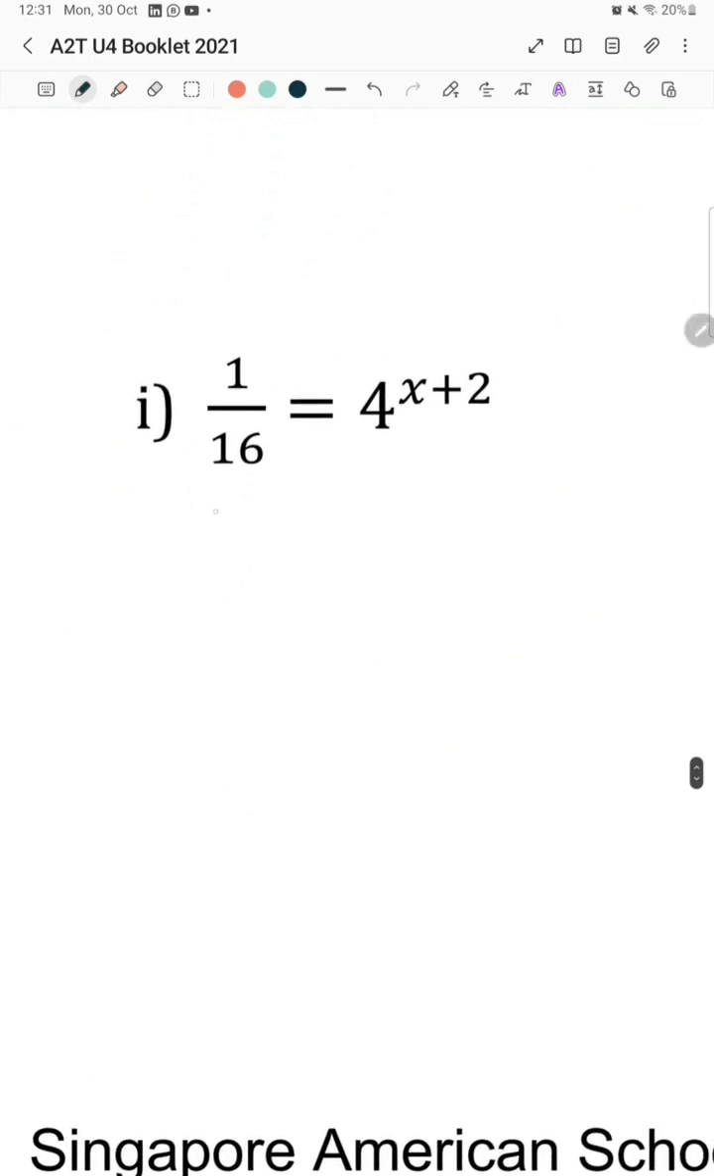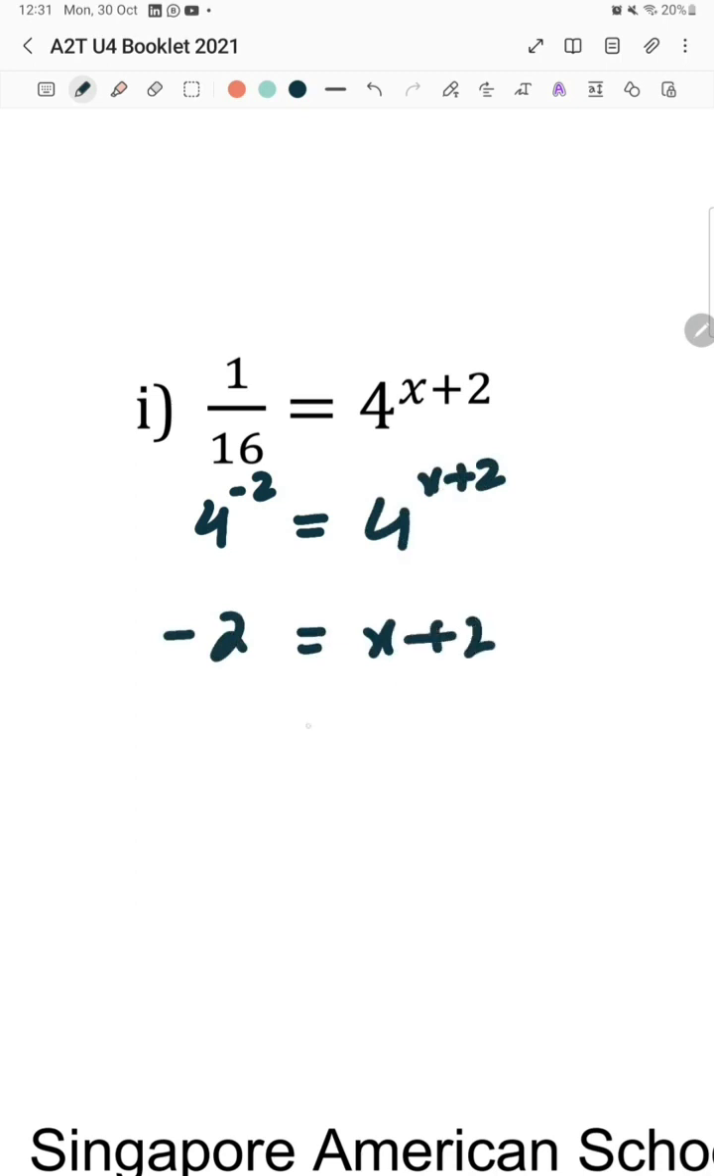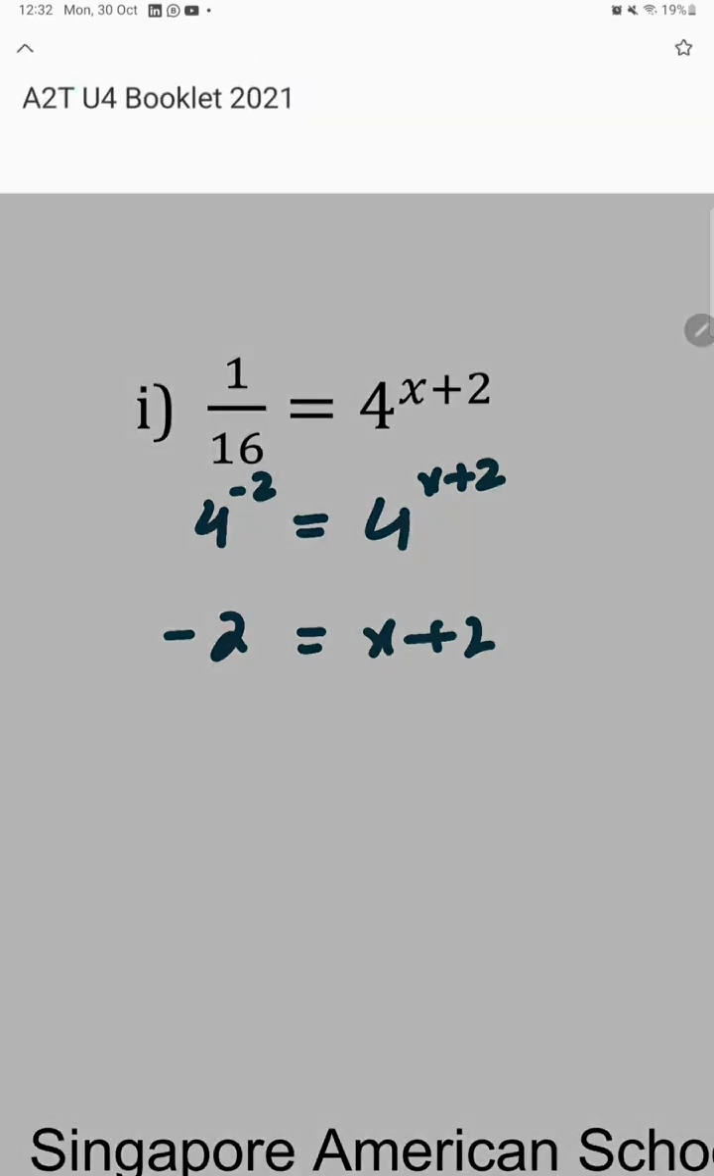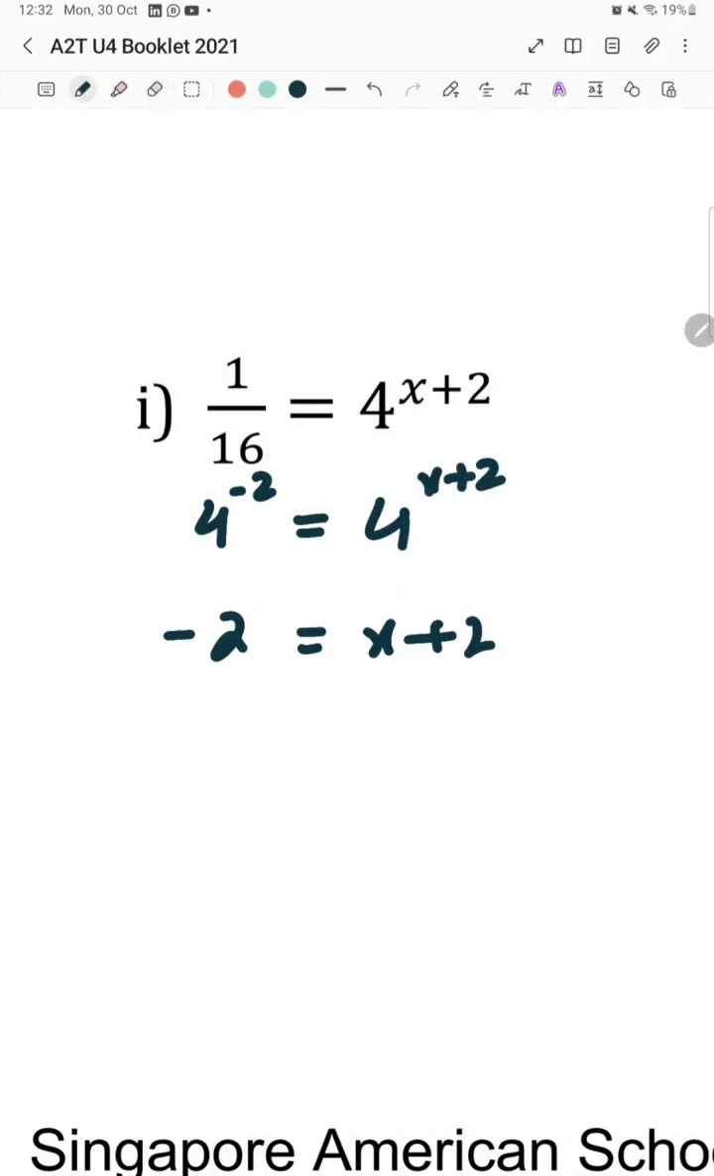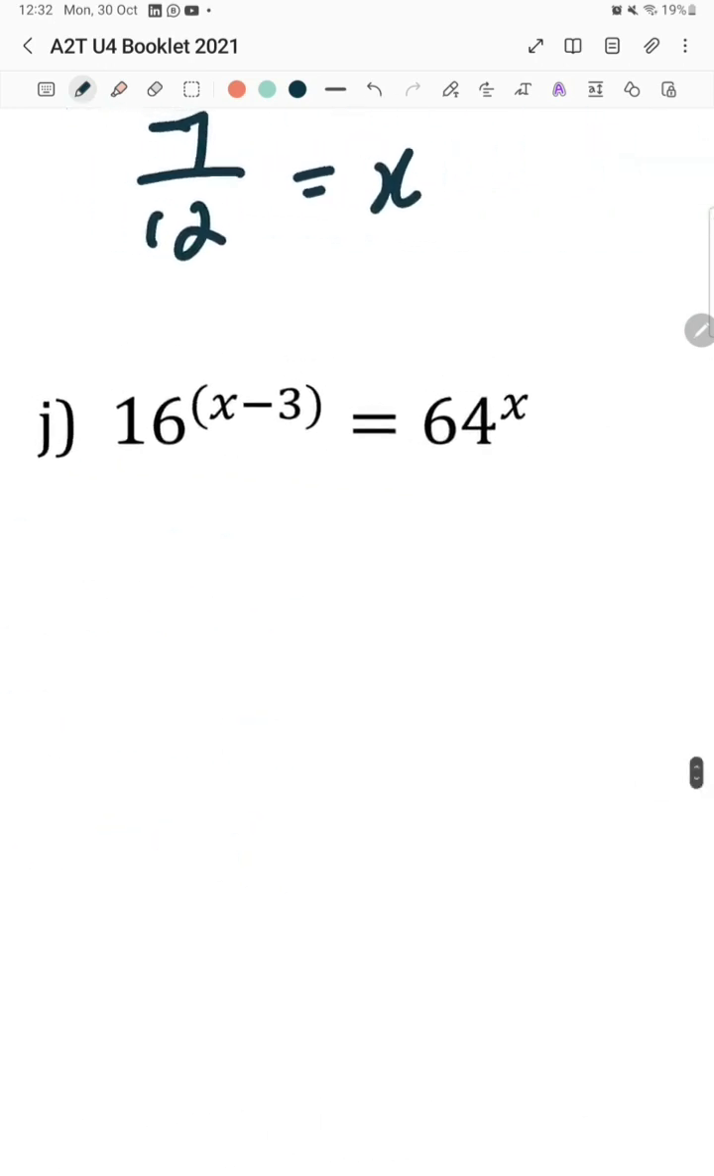Okay, so 1 over 16 can be written as 1 over 4 squared, 4 to the power minus 2. Sorry, it's going to be minus 2 minus 2. And 16 and 64 can be written as powers of 4.